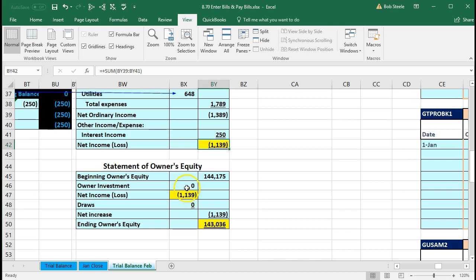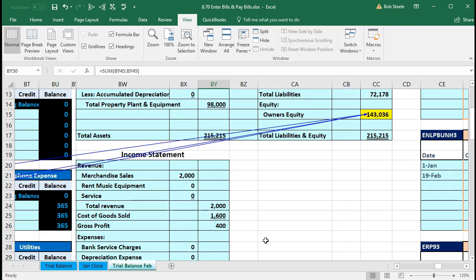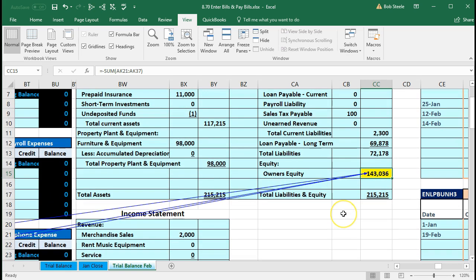So mull that over, and then we can see that same loss here on the statement of owner's equity, and that is going into the end calculation for the ending owner's equity here of $143,036. That amount is found on the balance sheet as well, part of the end calculation to get the assets equaling the liabilities and equity. Once again, this is all automated in a similar way as it could be on the financials, but we need to know how it's put together so that we can troubleshoot problems with it.